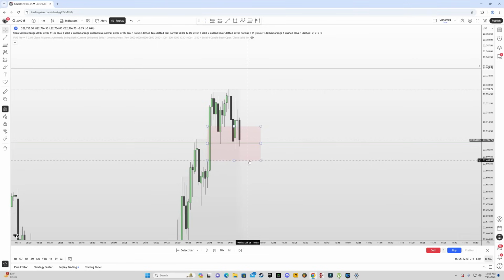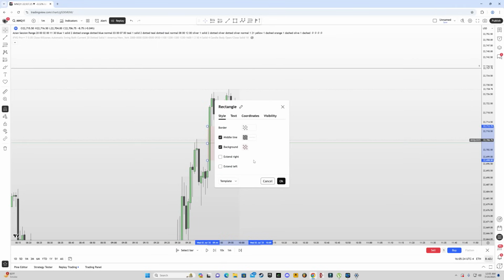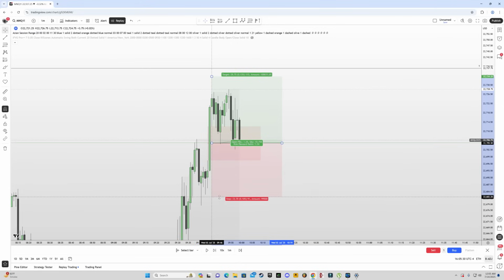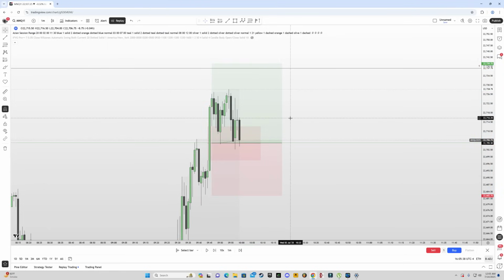Now, since the fair value gap is too big, I would basically just use the 50% of the fair value gap. And right here, this would have been my entry. My stop would go below this low over here. Now, I want to at least get 1 to 1.5 out of this trade. And that's the minimum that I would go.